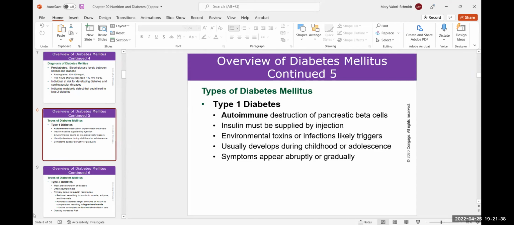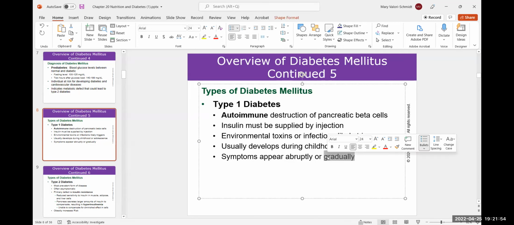Environmental toxins or infections, no, that's not based in science. The Merck manual would disagree. But it does develop during childhood or adolescence or young adult. And the symptoms always appear abruptly. They don't ever appear gradually. Ever, ever, ever. They are abrupt. It's like a ton of bricks hitting you.